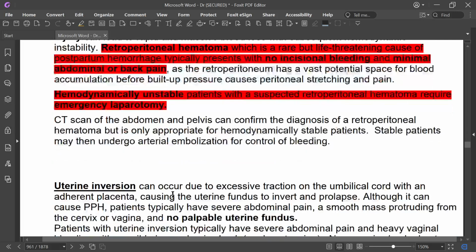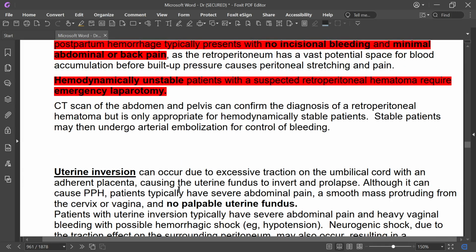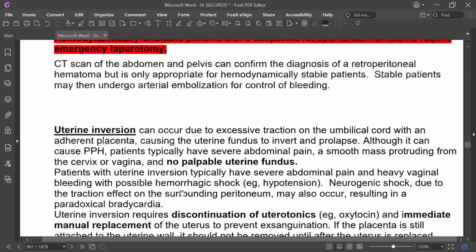CT scan of the abdomen and pelvis can confirm the diagnosis of retroperitoneal hematoma, but is only appropriate for hemodynamically stable patients. A stable patient may then undergo arterial embolization.